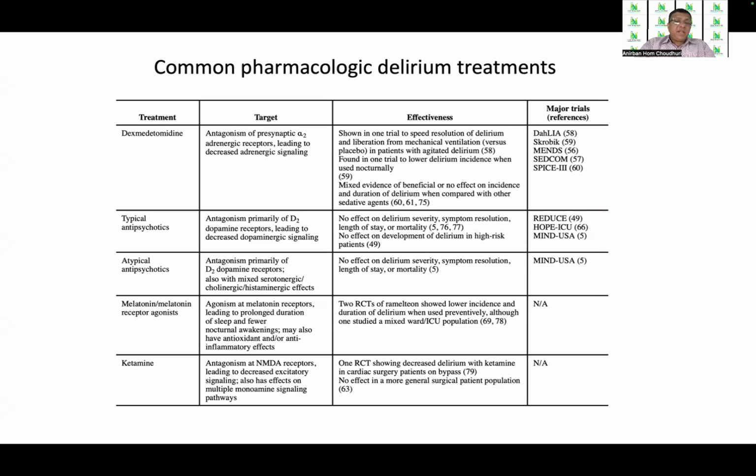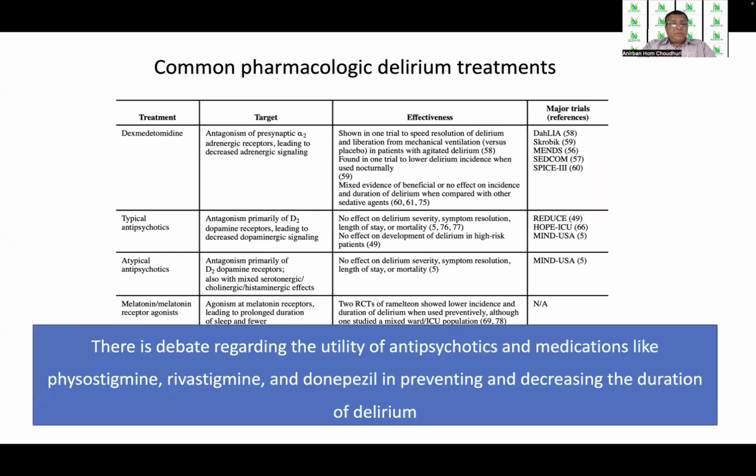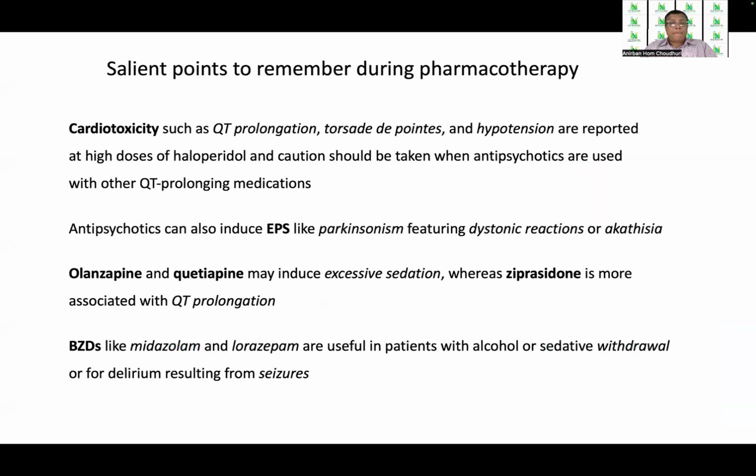Ketamine, which is an NMDA receptor antagonist and leads to decreased excitatory signaling, also has effects on multiple monoamine signaling pathways, and one RCT has shown decreased delirium with ketamine in cardiac surgery patients on bypass. However, major trials are lacking. So there is debate regarding the utility of antipsychotics and medications like physostigmine, rivastigmine, donepezil, etc. in preventing and decreasing the duration of delirium.